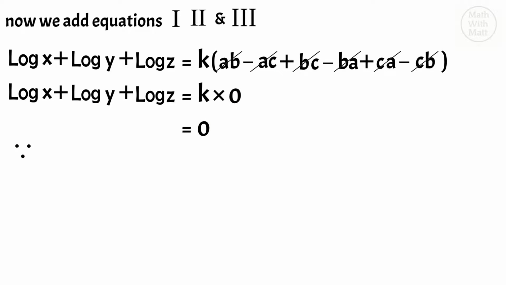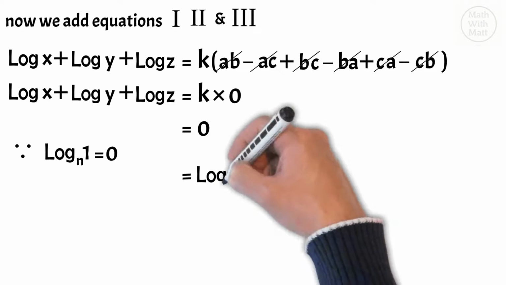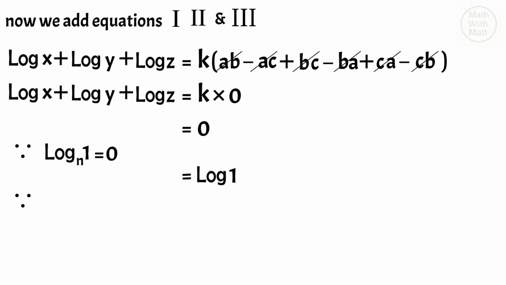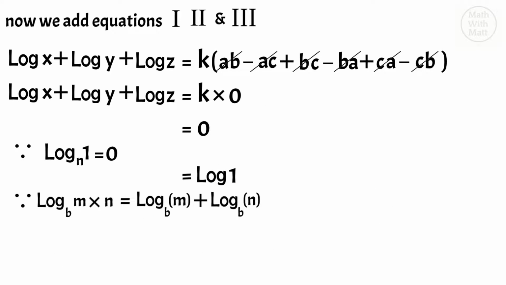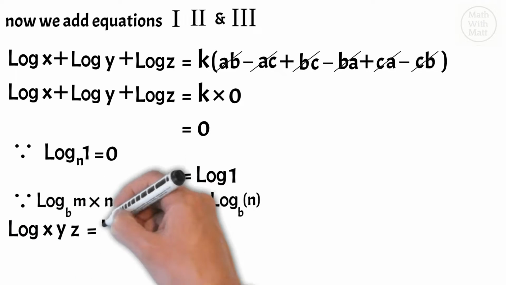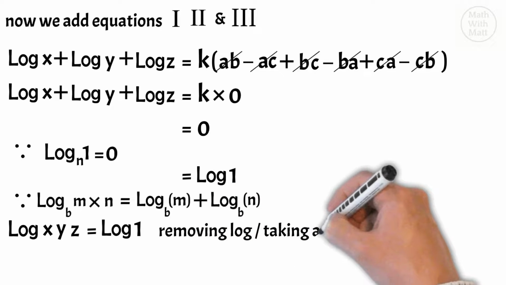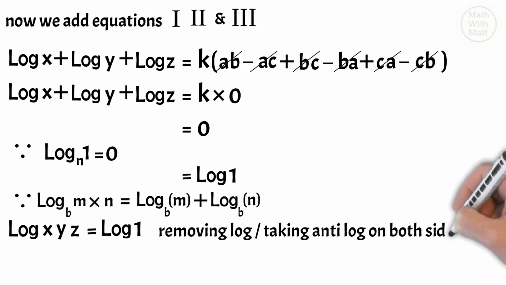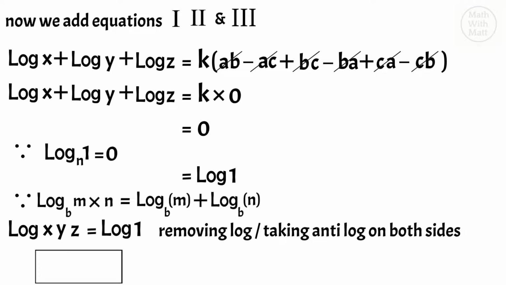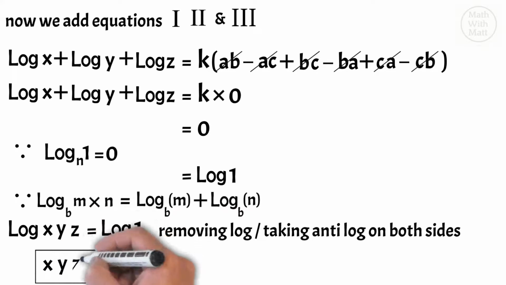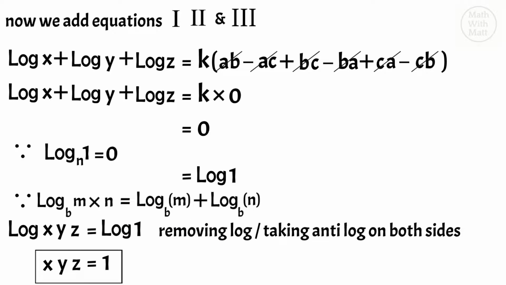And since we know log of 1 is always 0, we replace 0 with log of 1. And for the left side, we apply log of product to get log of x times y times z equals log of 1. Now we remove the log on both sides, or we can say we took anti-log on both sides. Either of these statements is acceptable. So the result we needed to prove is hence found, and we have x times y times z equals 1.